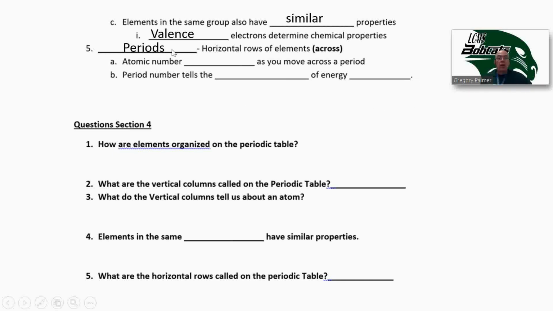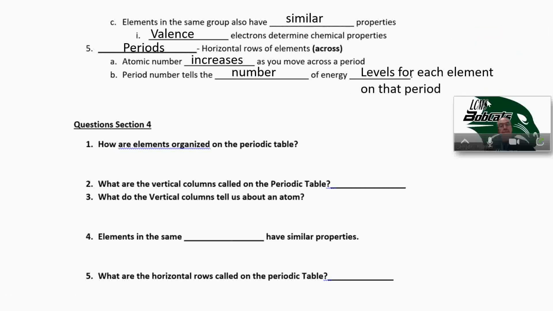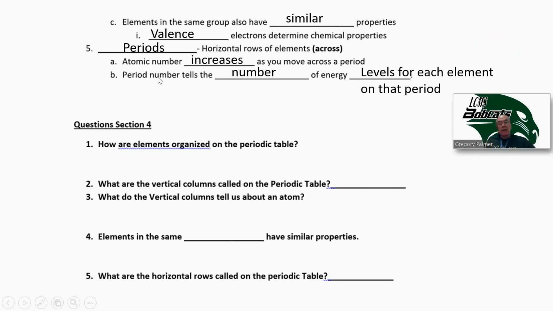The horizontal rows going across are called periods. In each period, as we go like from hydrogen to helium, the atomic number goes up by 1. The period tells you the number of energy levels. So remember I said in that first model that we did of beryllium, it had 2 energy levels, so we would expect it to be on period 2. So the period tells us the number of energy levels for that element.